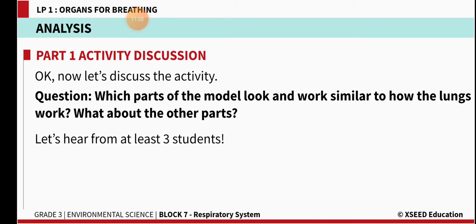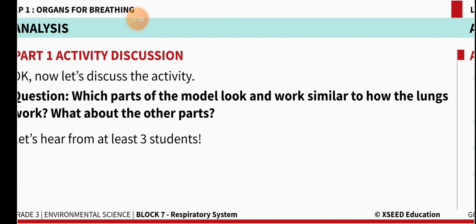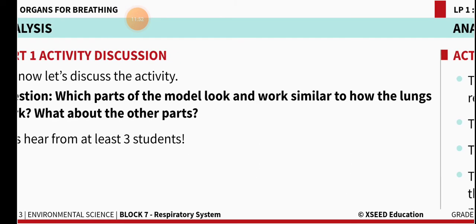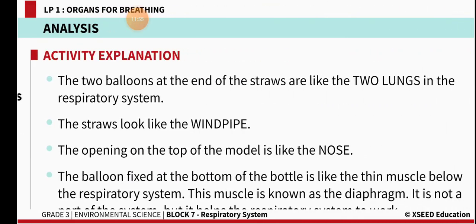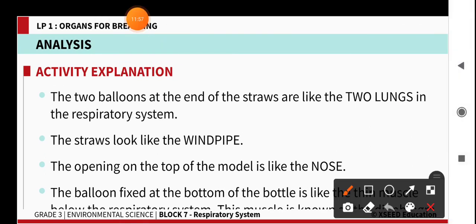Now we will discuss the activity. Which parts of the model look and work similar to how the lungs work? What about the other parts? In your model, which parts are equal to the lungs? Your balloons. Balloons are acting like your lungs. The two balloons at the end of the straw look like two lungs in the respiratory system, and the straw looks like a windpipe. I explained all this.